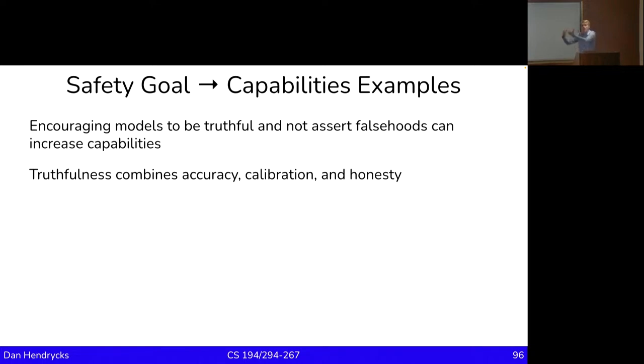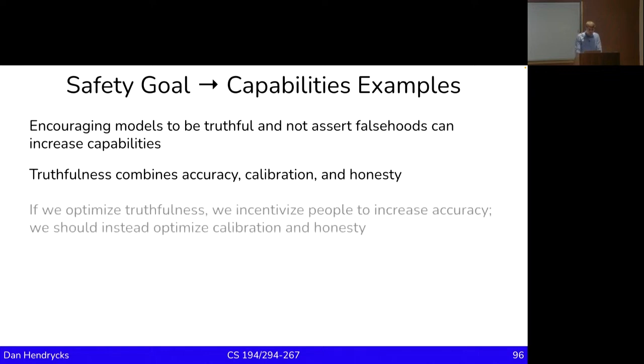So because you're pushing on this one goal called truthfulness, if you're trying to increase that safety goal, then you might be pushing up some of these other things like accuracy as well. And not just necessarily honesty. Does it faithfully report its internal beliefs? Are its internal beliefs also more accurate themselves?